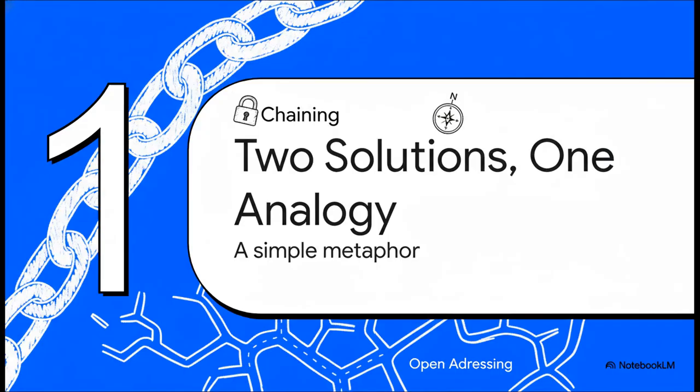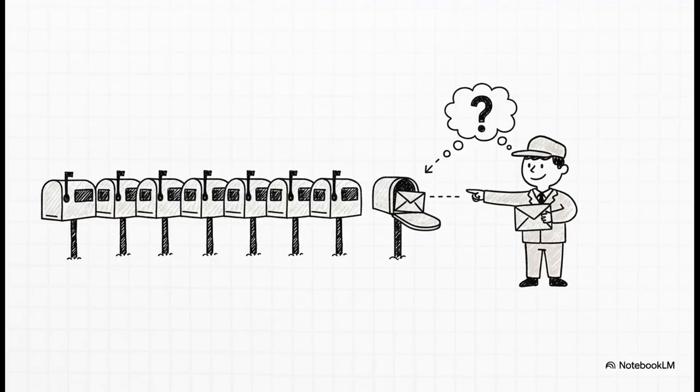Okay, so we're going to break down the two big strategies here. They're called chaining and open addressing. And to make it all make sense, we're going to use one simple analogy that's going to make it all just click. So I want you to picture this in your head, a long row of mailboxes. Your hash function, it's like a helpful postal clerk. You hand it a letter, your piece of data, and the clerk instantly points you to the exact mailbox it belongs in. Simple, right? But what if you get to that mailbox and it's already full?